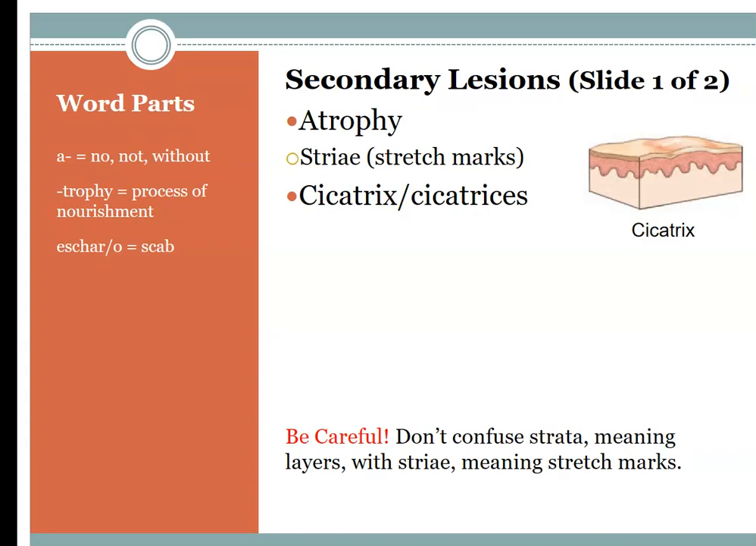If the skin is atrophied, it is characterized as being paper-thin, wasted skin. An example is the thinning skin of the elderly or stretch marks that result from rapid weight gain. The specific term for stretch marks is striae. Don't confuse that with the term for the layers of the epidermis, which is strata. A cicatrix is a scar. Now your word parts: a equals no, not, without, trophy, process of nourishment, and escharo is scab.